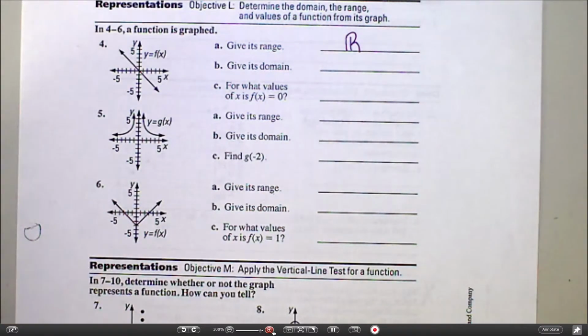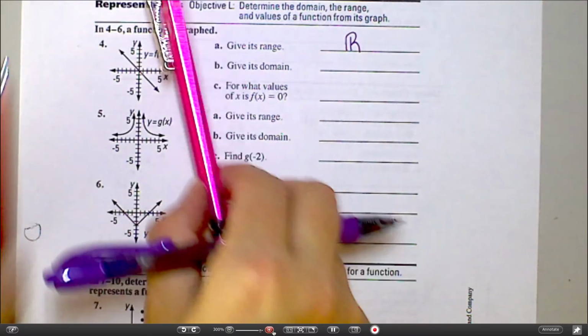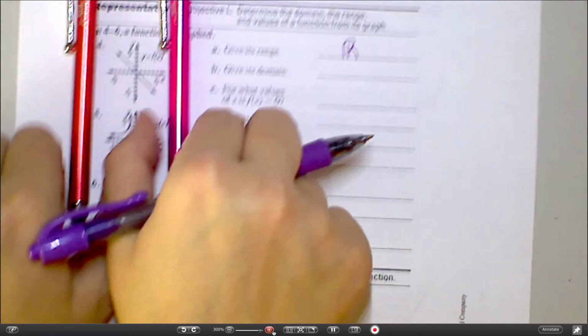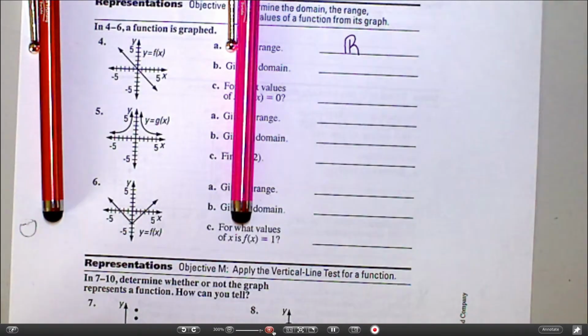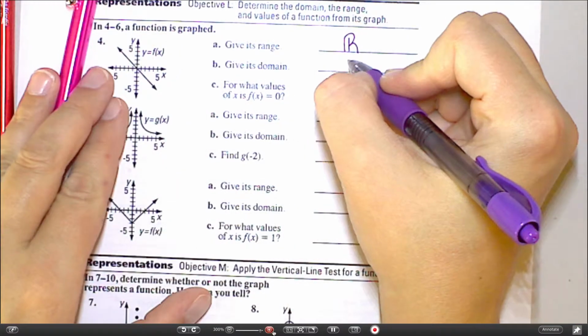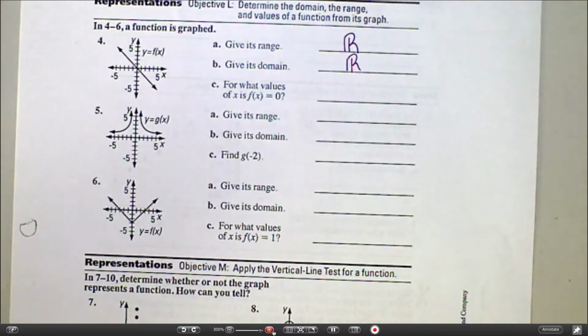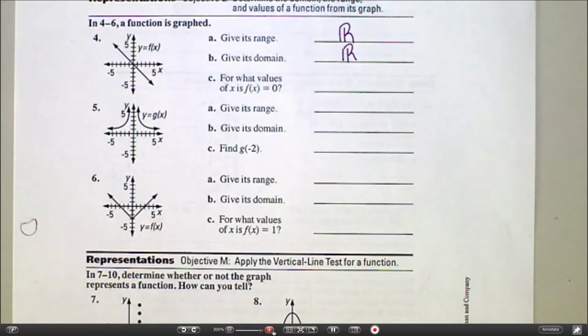How about the domain? All real numbers. Good. Because same thing, if I went left to right on that graph, it would eventually hit, no matter where, even if I put those out there, it would hit. So all real numbers there. Let's just go through and do A and B on each of these questions, and then we'll come back and talk about what the part C's are talking about.